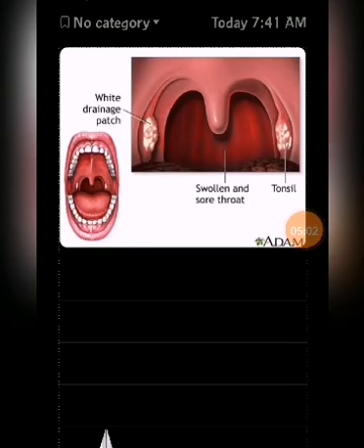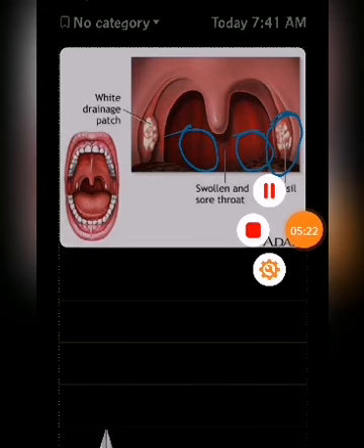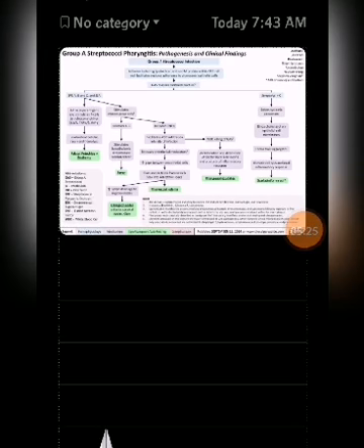You can see here the white drainage sac and a swollen throat at the back of the pharynx. This is acute pharyngitis, where the tonsils show a white drainage sac. These are some appearances of acute pharyngitis.